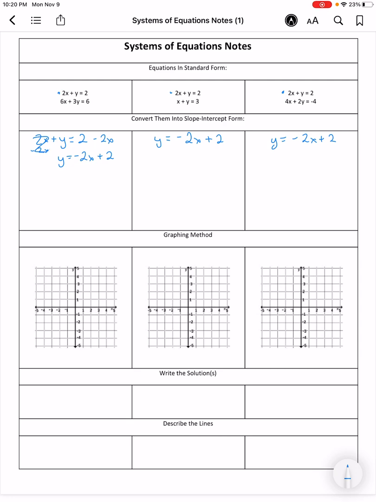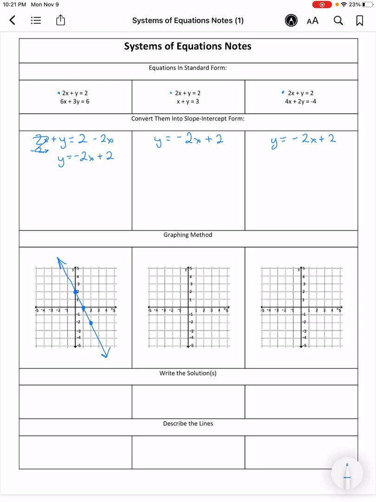We can also go ahead and graph. So again, when we graph, the plus 2 at the back tells us that our y-intercept is at 2. And then our slope of negative 2 tells us to go down 2 and right 1. And we can continue that pattern, and then we would draw a line through those points. That line represents y equals negative 2x plus 2.